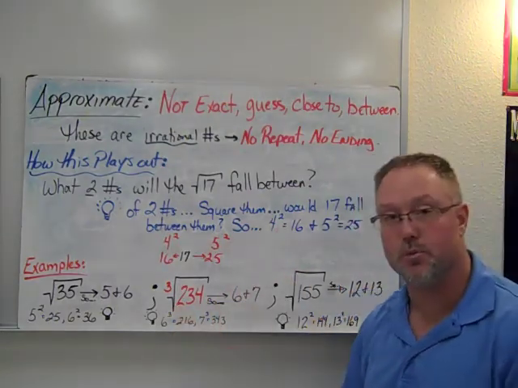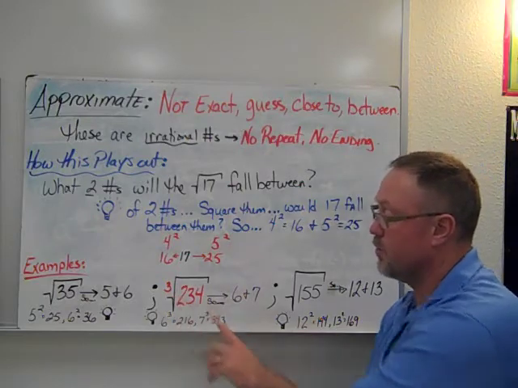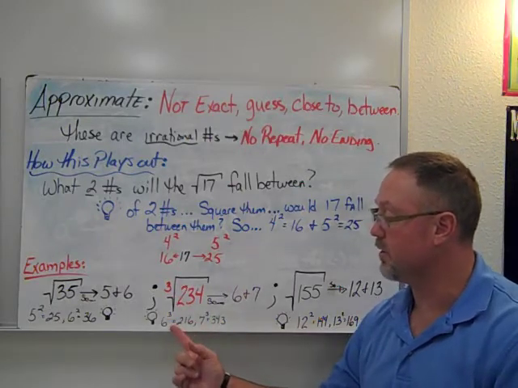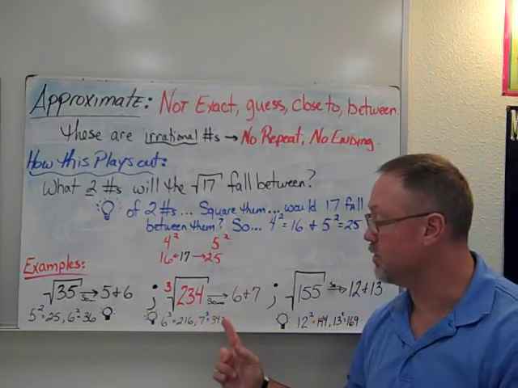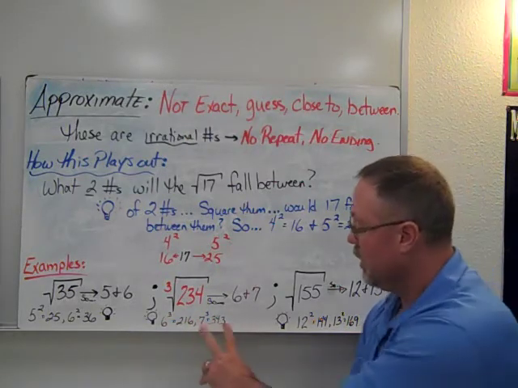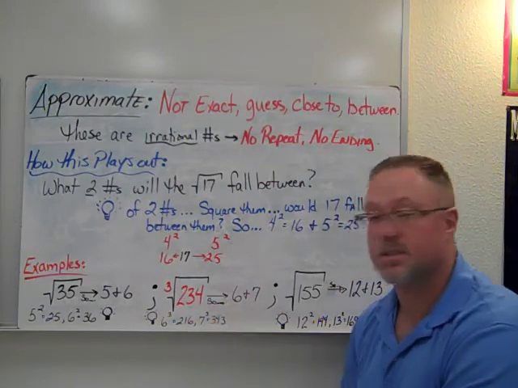We can do it for cube roots as well. So if I take the cube root of 234, in this case, we're going to think of 6 cubed, 216, and 7 cubed, which is 343. Well, it fits in between 6 and 7.